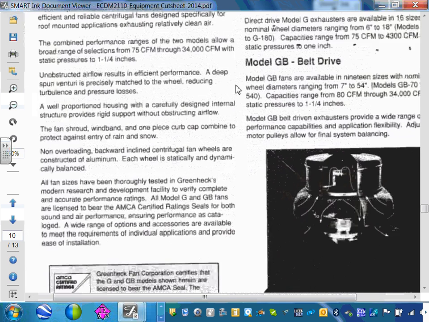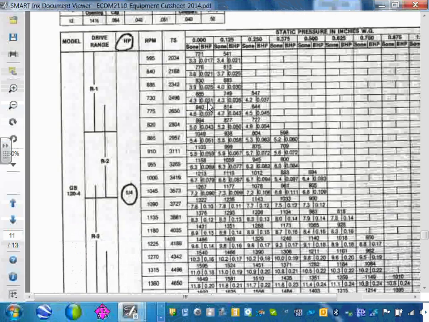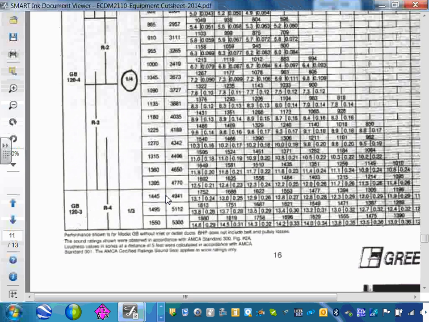Exhaust fans 1, 2, and 3, guys. Here are all the exhaust fans, with cut sheets about them. What we need is the horsepower. Can you guys see it's highlighted, 1/4 horsepower?